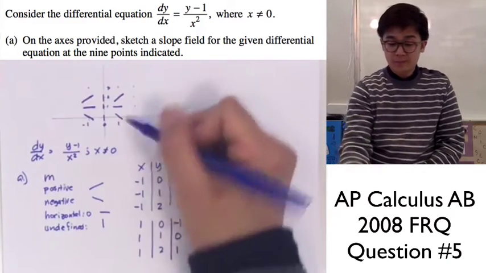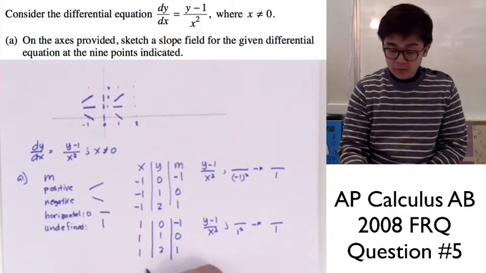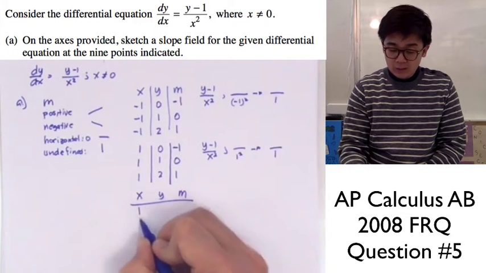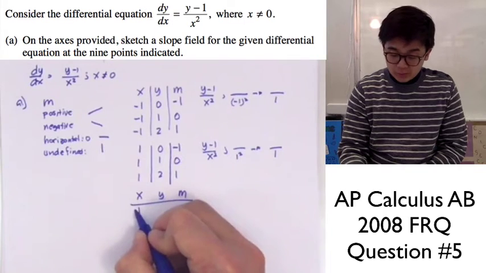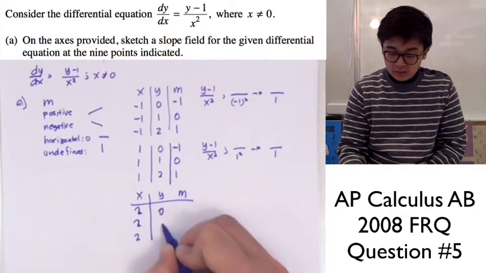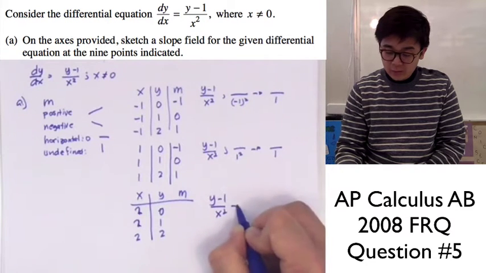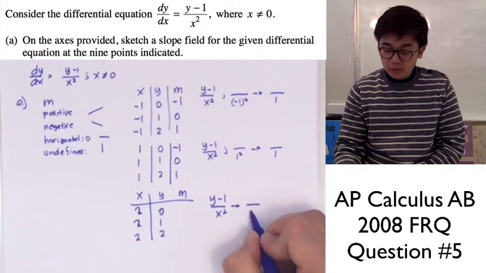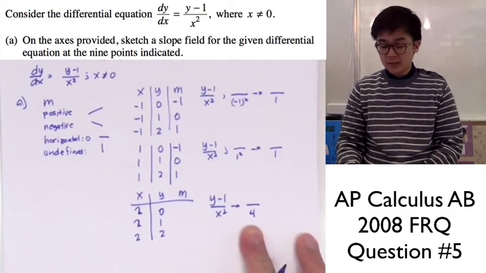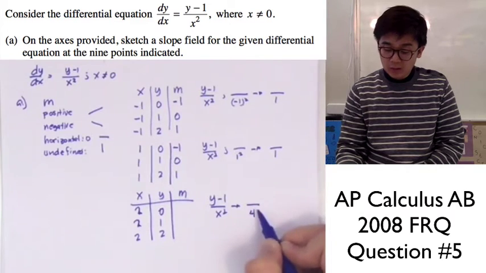Now for the fourth line, which is at x equal to 2, we have x, y, and m. And we'll have 2, 2, 2, and the y values will be 0, 1, and 2. So we have y minus 1 all over x squared. Our denominator now is going to be 4 because 2 squared is 4. So let's just leave our denominator right here because we're going to start plugging in the values of y into our equation to see what our slope will be.